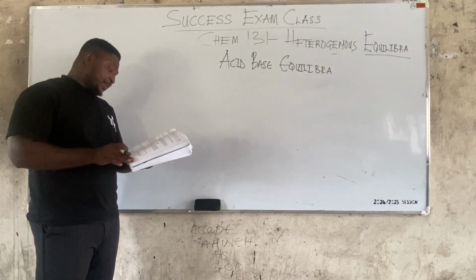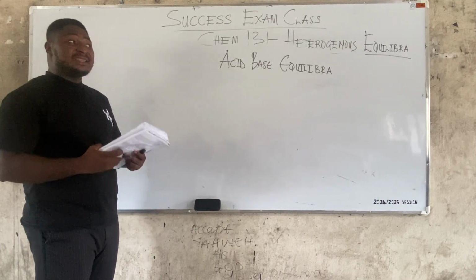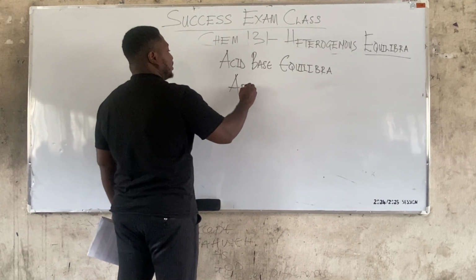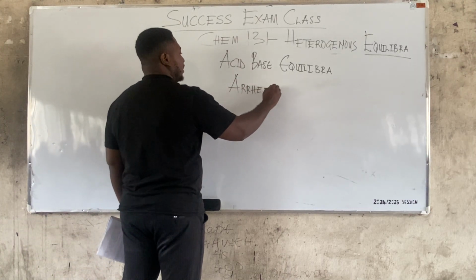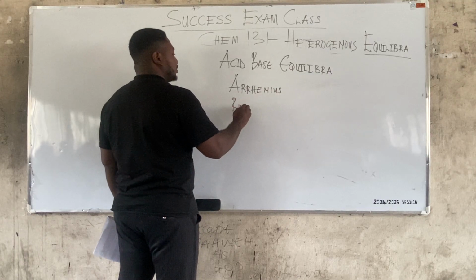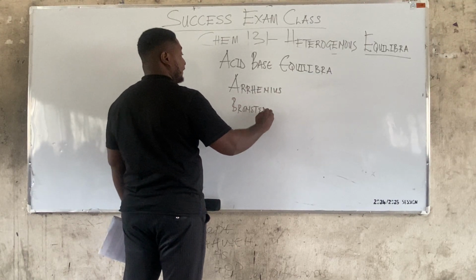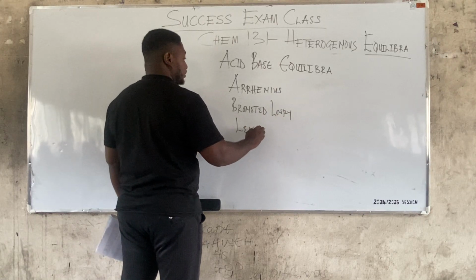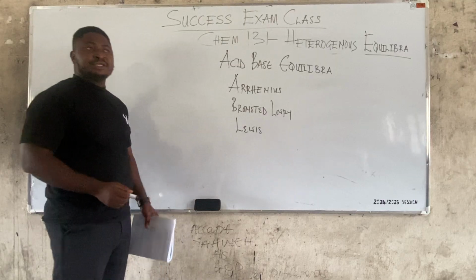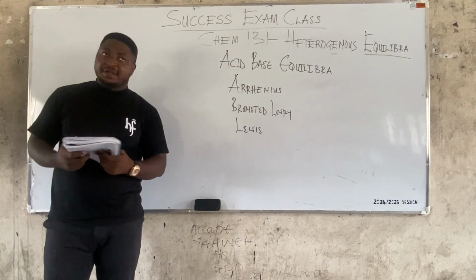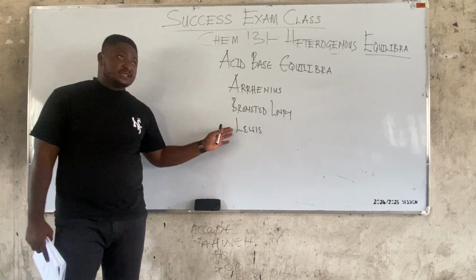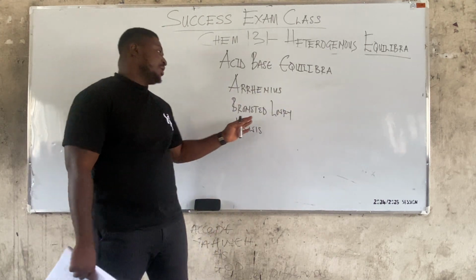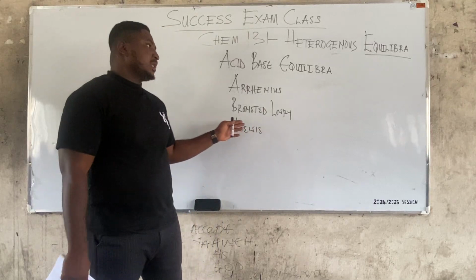Now, class, quickly, skip all this. Let's look at the three theories of acid and base: Arrhenius theory, Bronsted-Lowry theory, and Lewis theory.